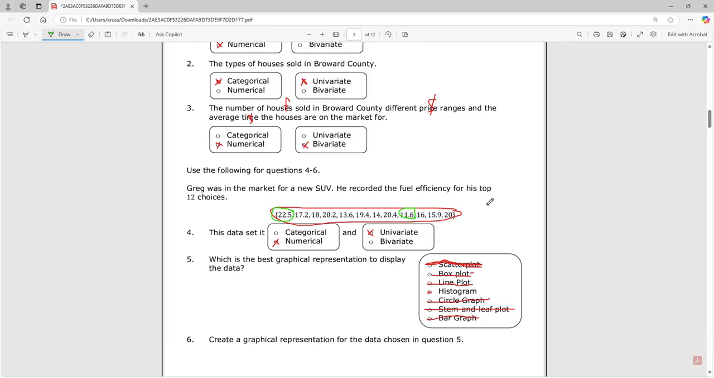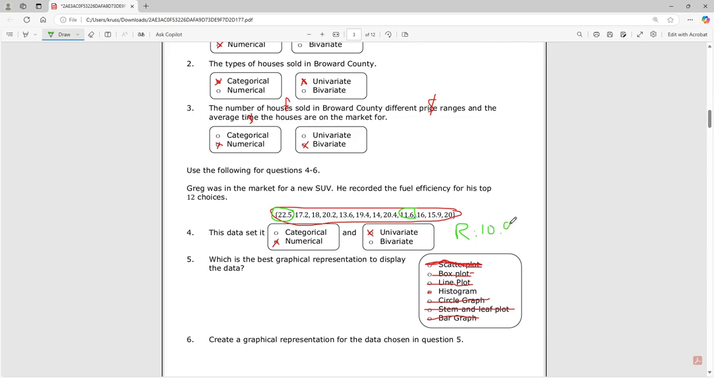Yeah, okay. So let's see what our range is here. The range is going to be 22.5, and then we're going to subtract 11.6. That's going to be 10.9. So our range is 10.9.